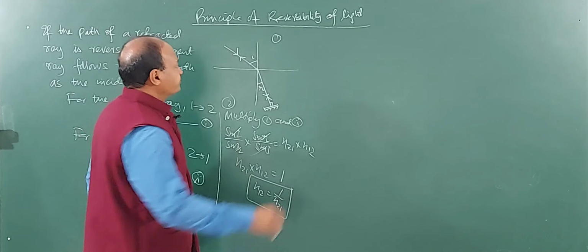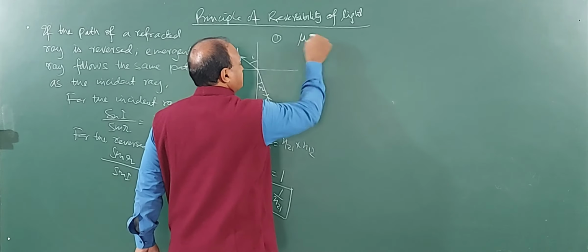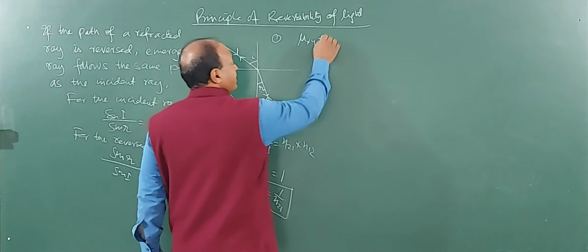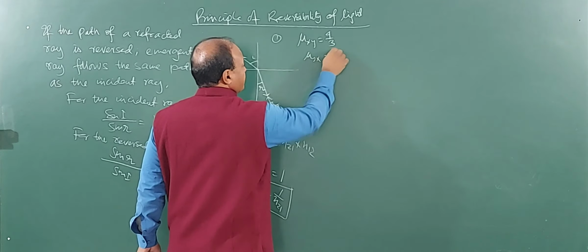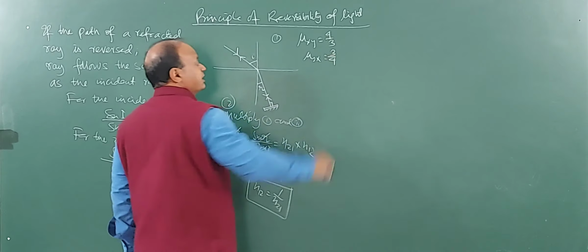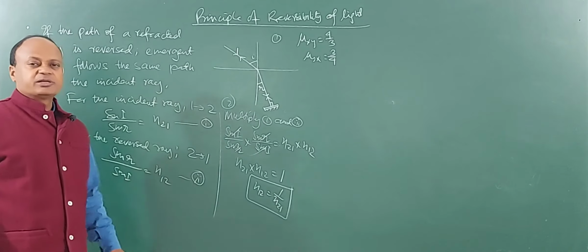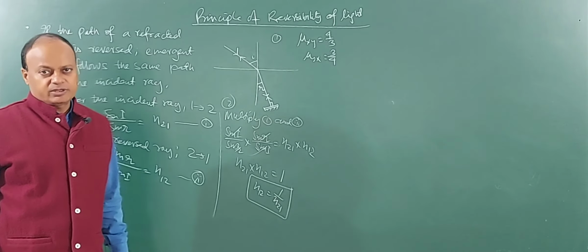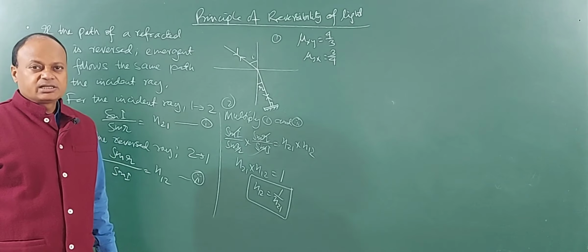For example, if I say refractive index of x with respect to y is 4 by 3, then refractive index of y with respect to x should be straight away the reciprocal. You can take 3 by 4. The moment you interchange the medium, the refractive index also becomes reciprocal. Okay. This will be an important discussion.